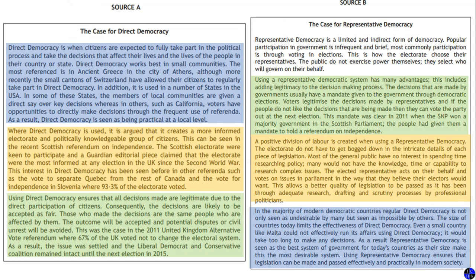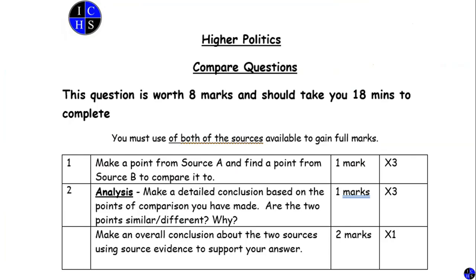This comment about direct democracy ensuring that decisions are legitimate. You'll remember that source B also argues that its type of democracy, representative democracy, creates legitimate decisions as well. So what I'd like you to do is pause the video, and I'm going to get you to try and write out that final paragraph by yourself, comparing the green bits we've highlighted in the source.